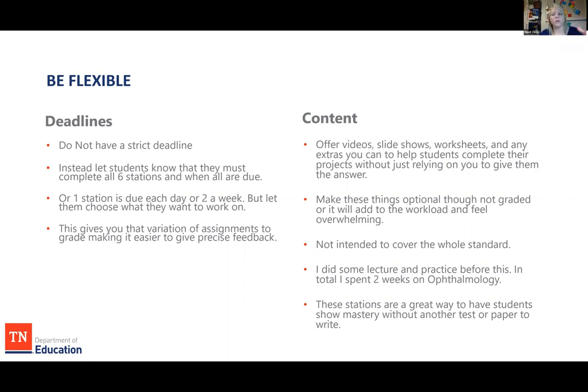I didn't require those worksheets, but they're there to help them remember how to do them. So I gave them lots of extras to help them do the content. And like I said, don't make watching the video mandatory. Don't make doing every worksheet mandatory, because it's going to be overwhelming for your students. You're not their only class, especially if we end up automatically going virtual or last minute going virtual again.